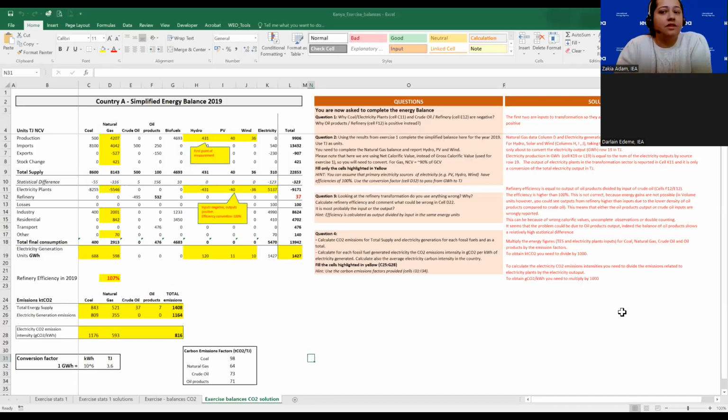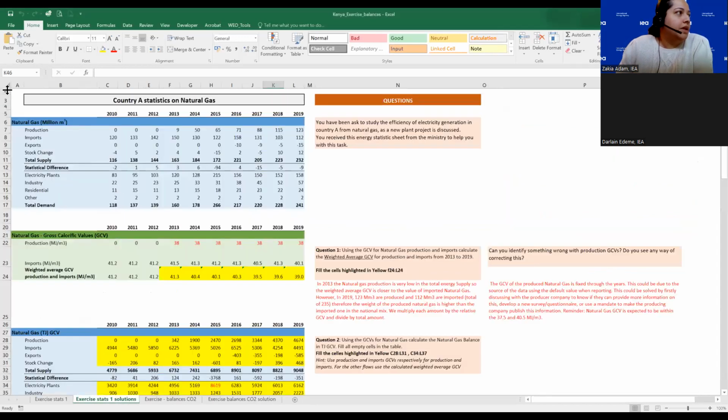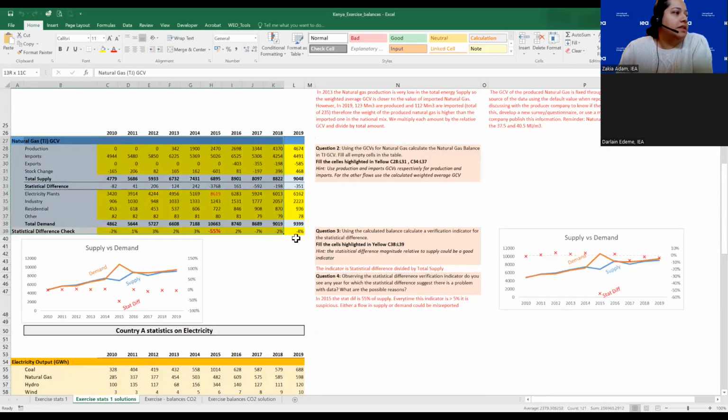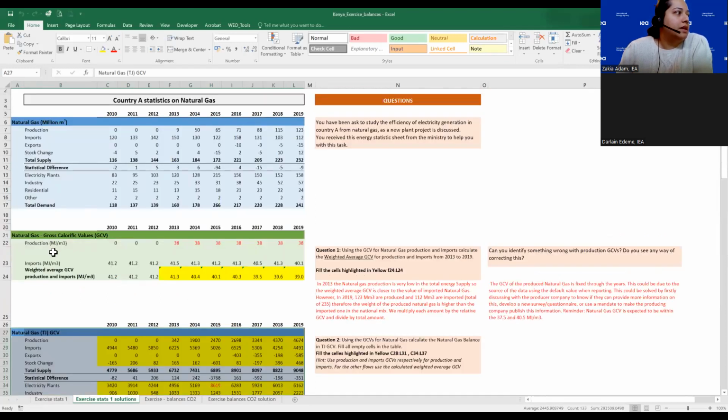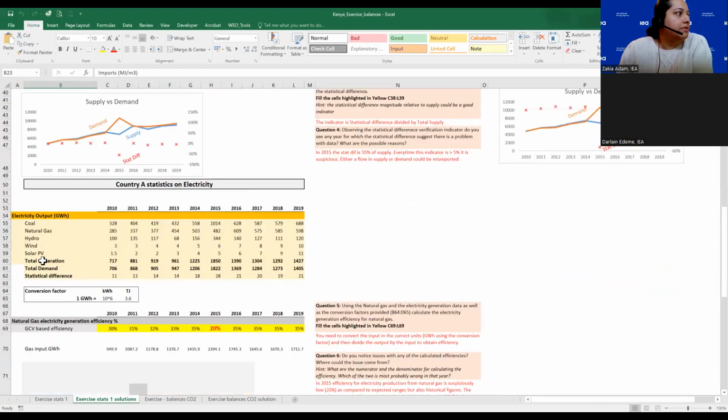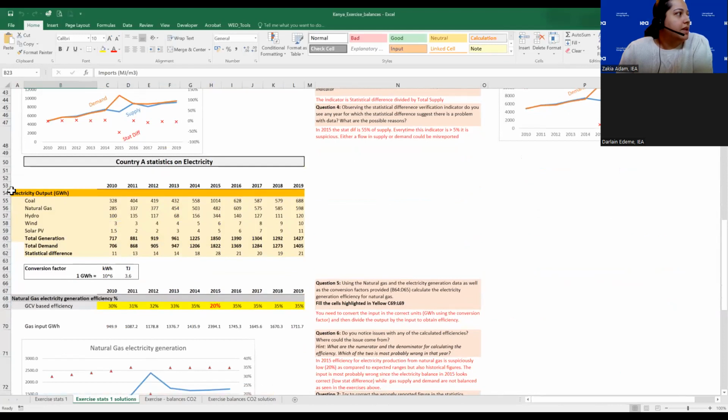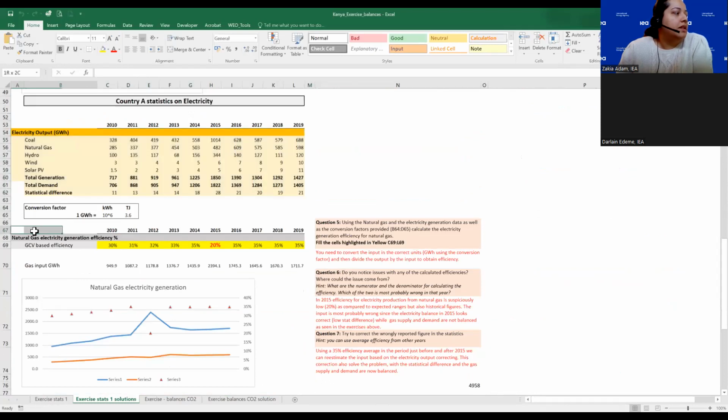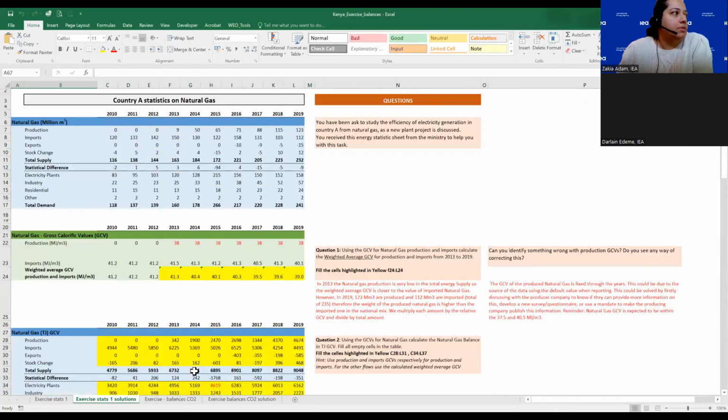So this exercise is a continuation of the first one. If you remember, last week we looked at the commodity statistics for natural gas. We had the data in million cubic meters. We were provided with the calorific values, which were in gross terms. Then we had to convert the data into terajoules, taking the data in million cubic meters and using the appropriate calorific values to get to energy terms. Then we had some data for electricity in gigawatt hours, and we had to calculate some efficiency. So that was last week.